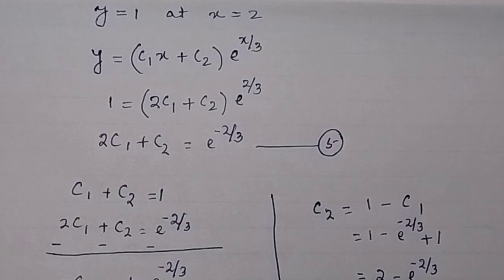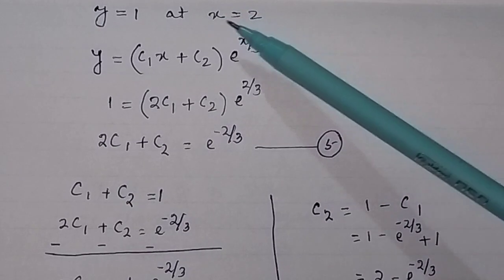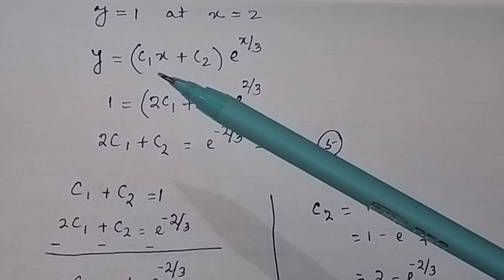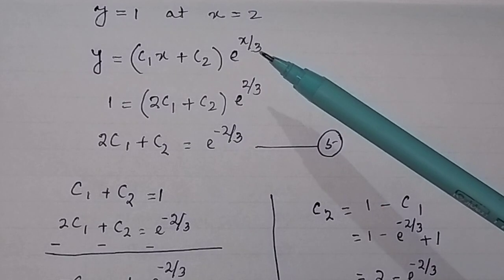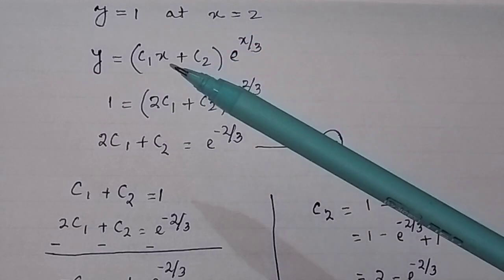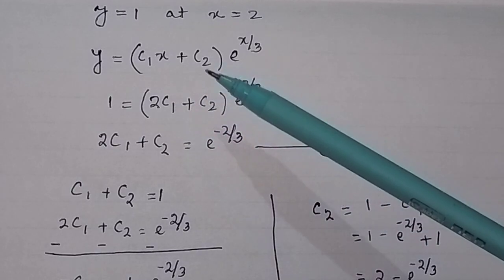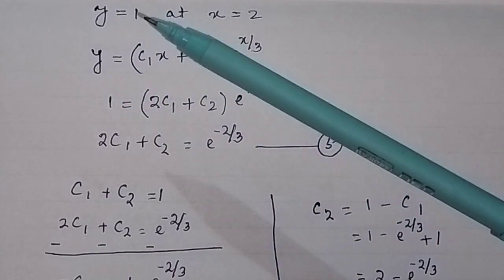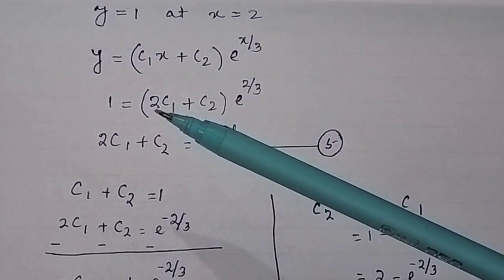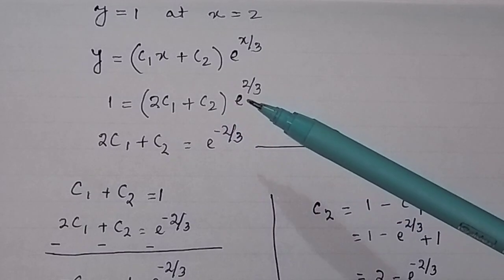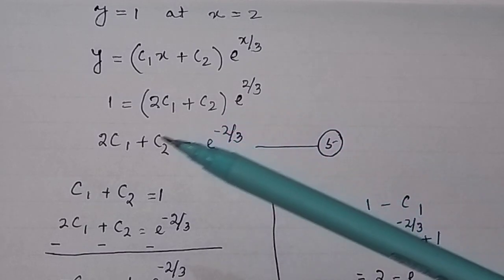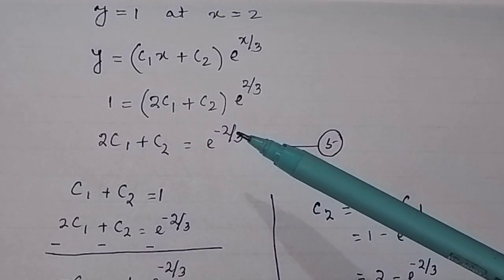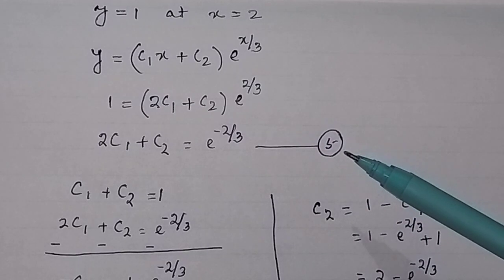And the second initial condition is at x equal to 2, y equal to 1. The given equation is y equal to c1 x plus c2 into e to the power x by 3. If you put x equal to 2, this will be equal to 2 c1 plus c2 into e to the power 2 by 3, and the y value is equal to 1, as given. So 1 is equal to 2c1 plus c2 into e to the power 2 by 3. So what will be the value of 2c1 plus c2? That will be equal to e to the power minus 2 by 3. Suppose this is equation number 5.